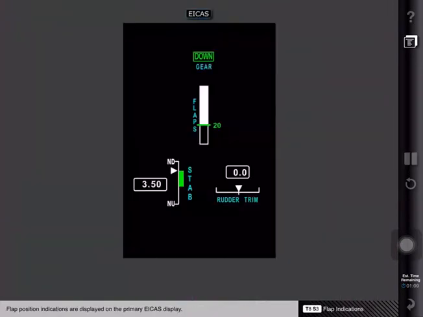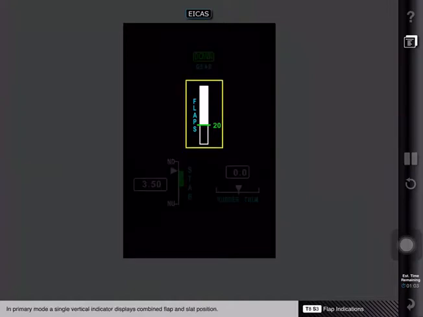Flap position indications are displayed on the primary ICAST display. In primary mode, a single vertical indicator displays combined flap and slat position. The position commanded by the flap lever is also displayed. 10 seconds after all flaps and slats are up, the entire indication is no longer displayed.